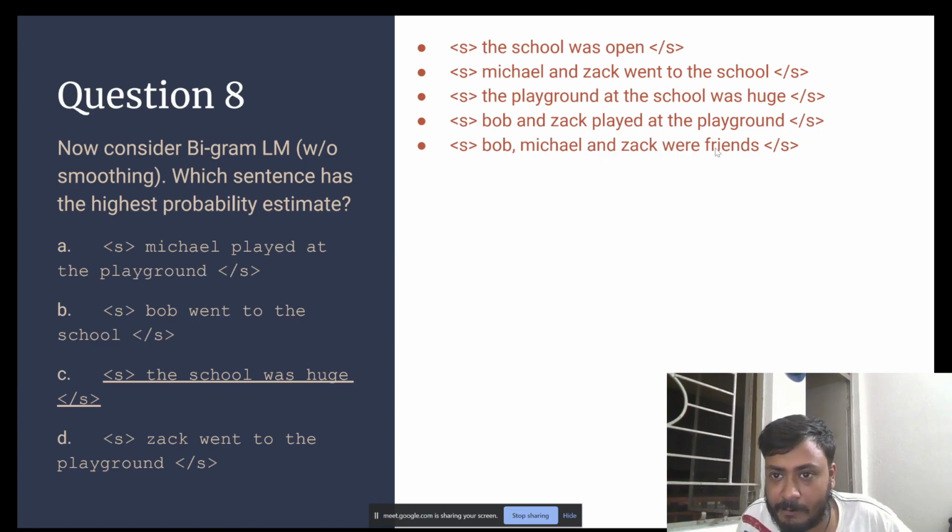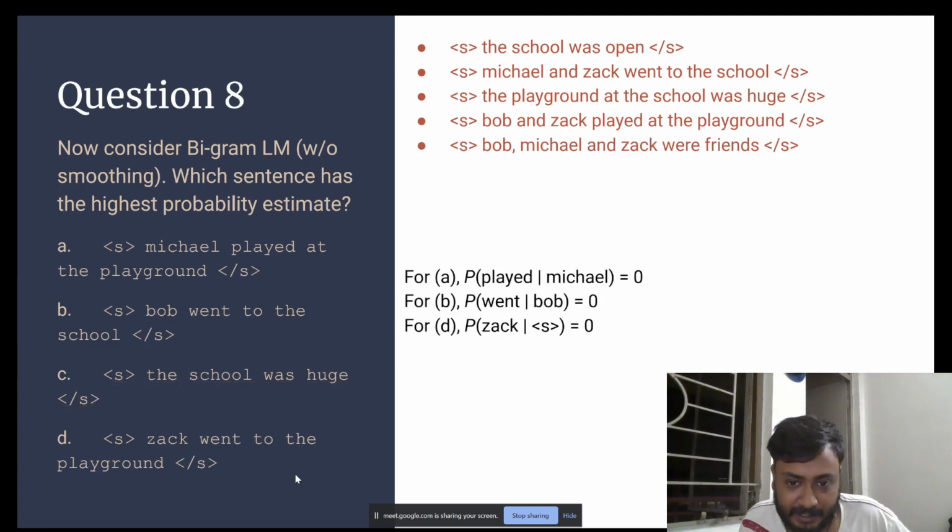If you look at the corpus, do you anywhere see that the word "played" comes after "Michael"? It is not there. So what it means is that when you do the probability, this one will come to 0. You do not have smoothing over here. So this is 0 actually. If you look at the next one, "Bob went". In the corpus, you do not have "Bob went". So again, the probability of this sentence is also 0.